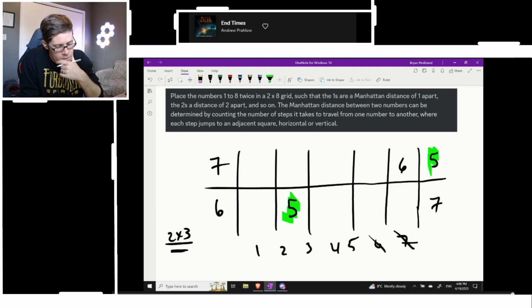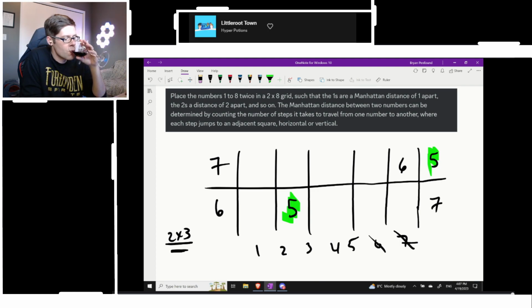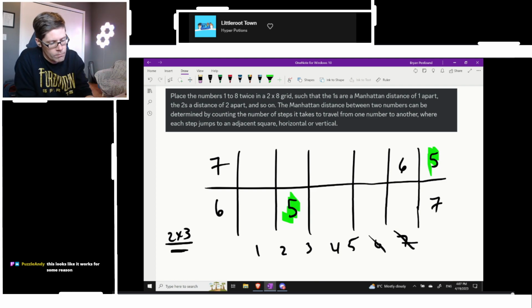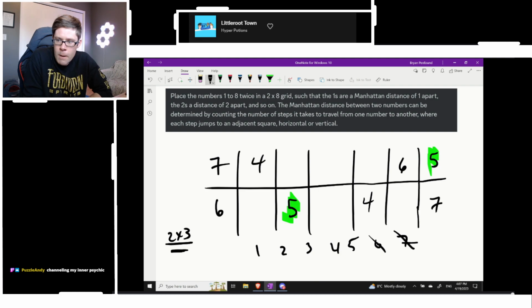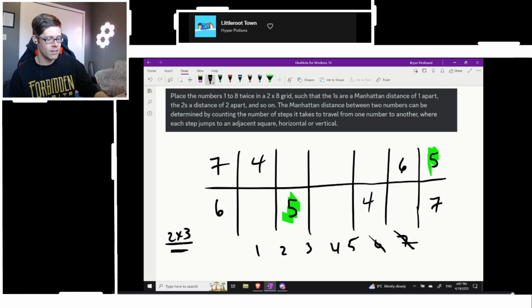So what happens if the 5s are here? Where could we smack the 4s in? So 1, 2, 3, 4. This looks like it works for some reason. Channeling your inner psychic. That's impressive. It definitely has some promise, because there's a bunch of corners.